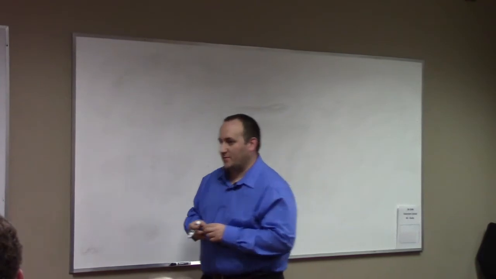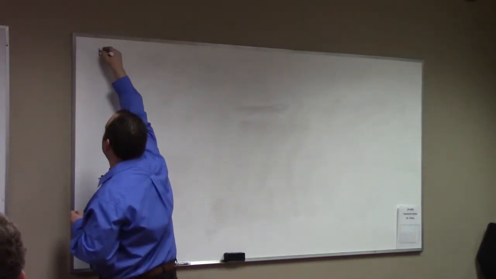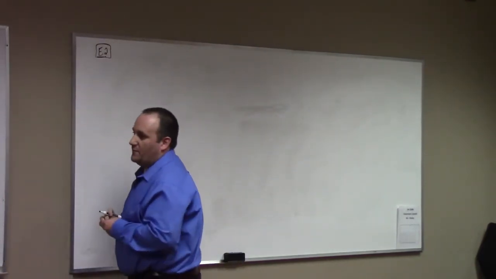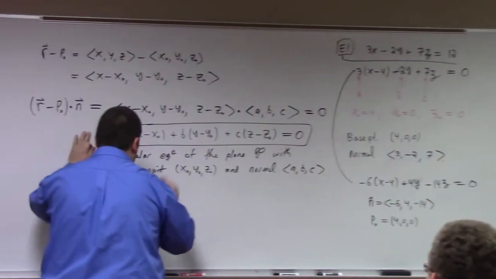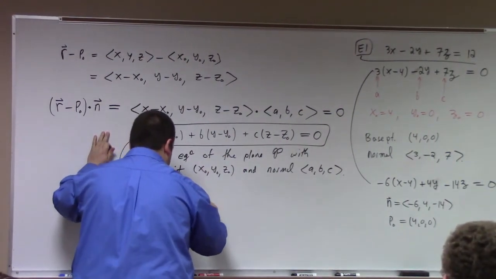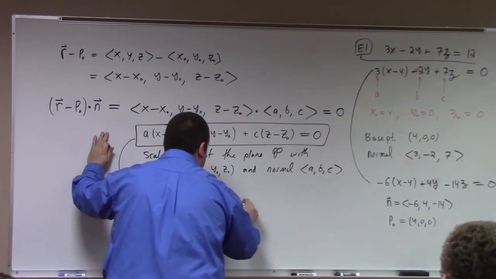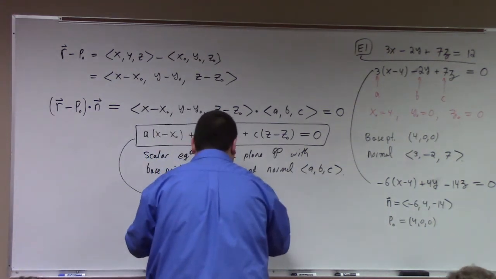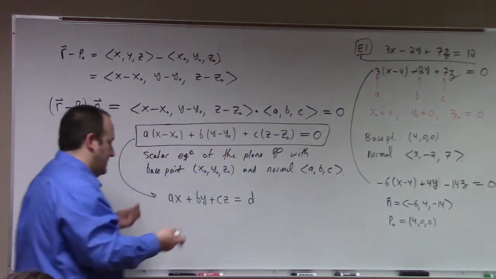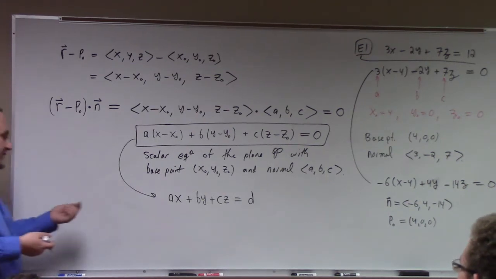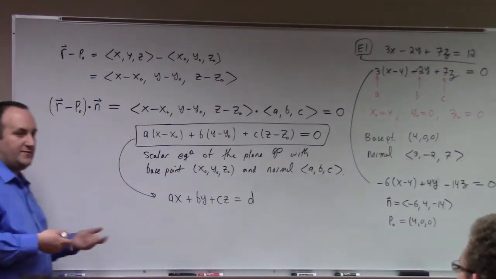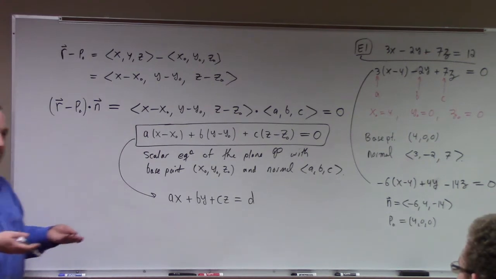Let's do another example. Maybe even before we do that, it's worth noticing another popular form of the plane, which is just ax plus by plus cz equals d. There you can't see the base point. So what if you don't care about the base point? What if you just care about the normal? If you have the equation in this format, you can already see the normal, even though you can't see the base point without work.